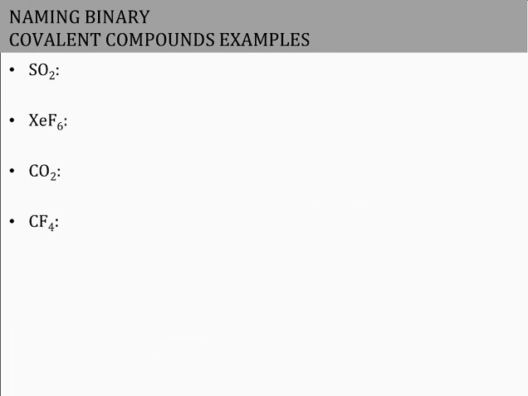So let's do a few more examples here. In the first example, we have SO2, so sulfur and oxygen. So we're going to name the first nonmetal, which is sulfur. And then we have 2 oxygens, so that's going to become dioxide. And again, we don't use a prefix for sulfur because it's the first nonmetal and it's by itself.